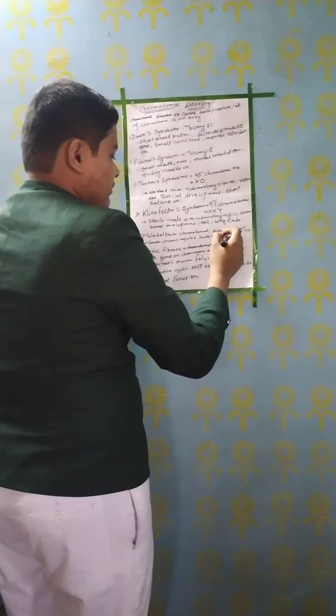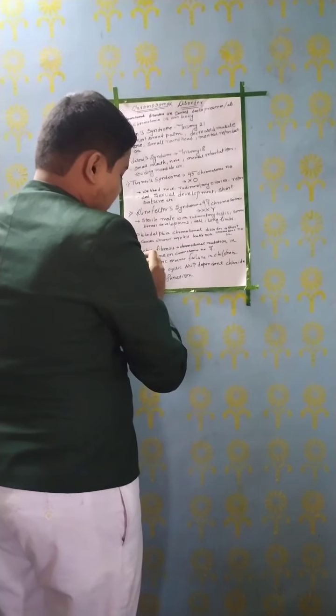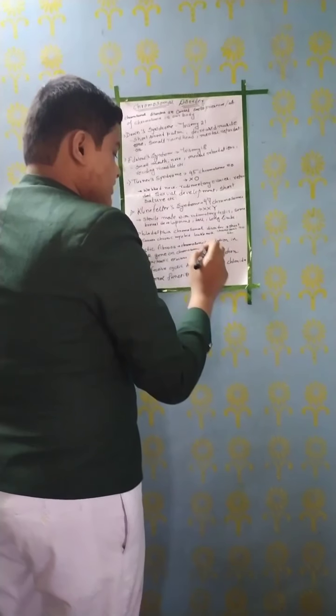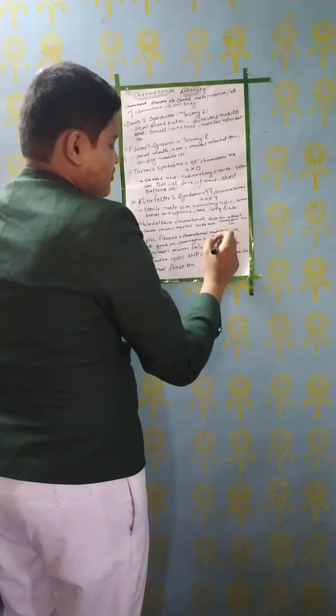Philadelphia chromosomal disorder, where the chromosome number 22 is short. Cystic fibrosis, where there is a genetic mutation in chromosome number 7 which leads to pancreatic exocrine failure in children.